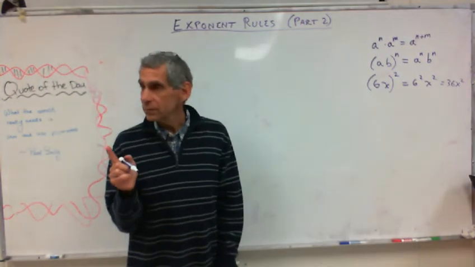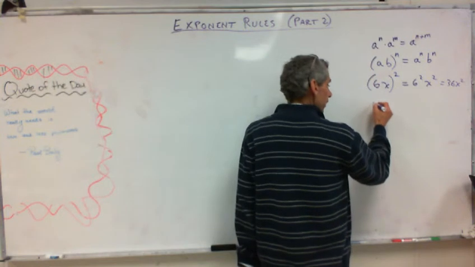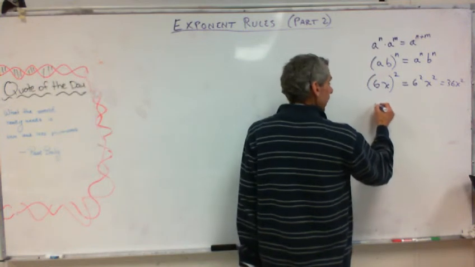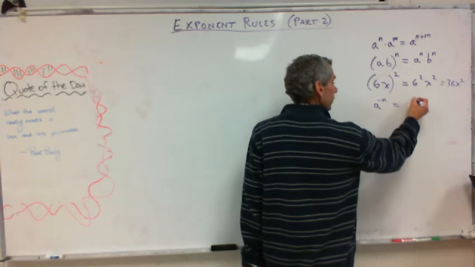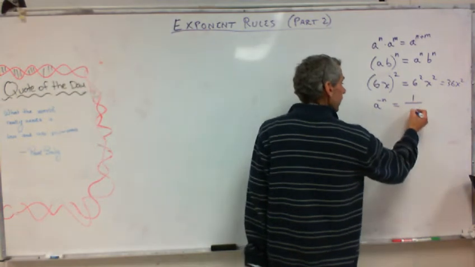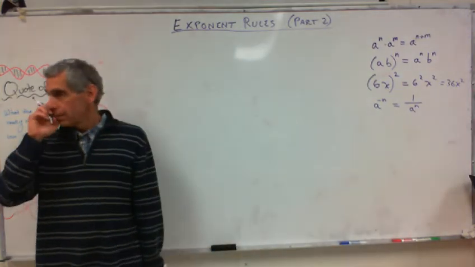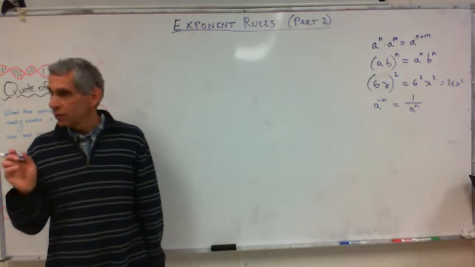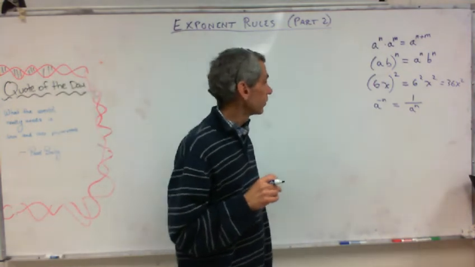Third one that we learned was this weird one that said if you have a to the negative n, that would be the same as writing 1 over a to the positive n. Okay? Which is weird, and we'll talk about that maybe today, depending on how much time we have.